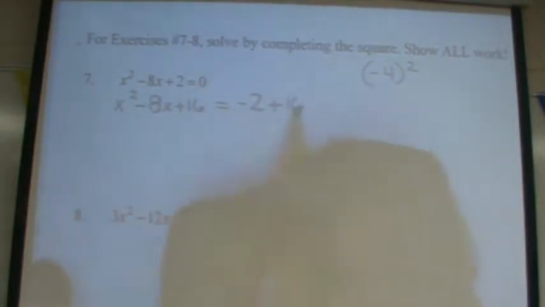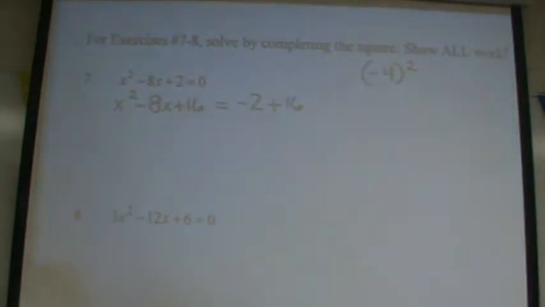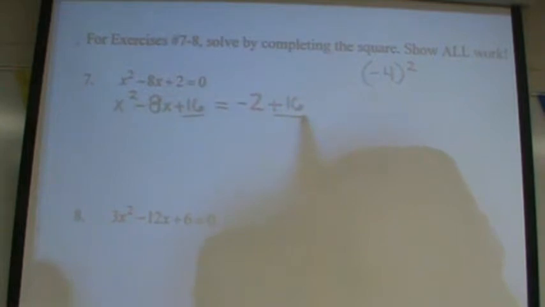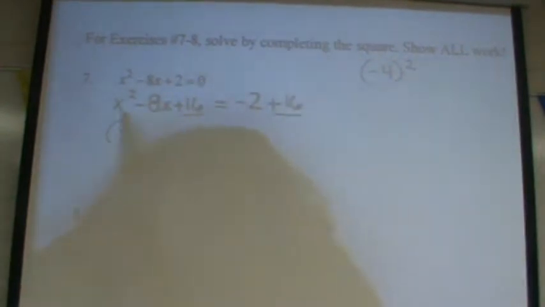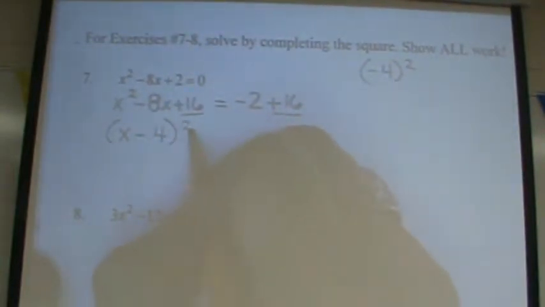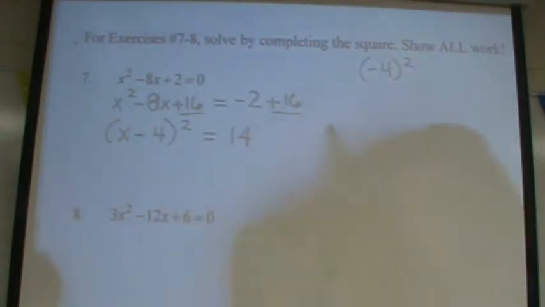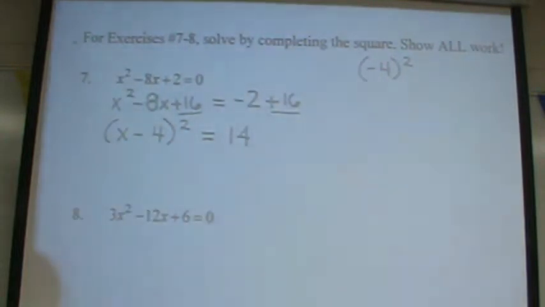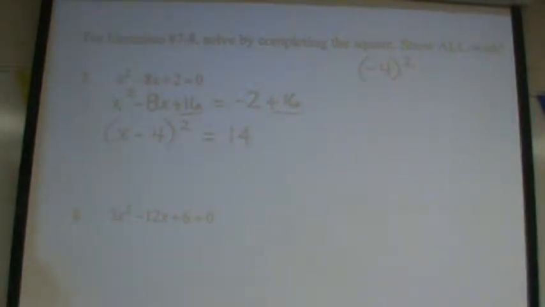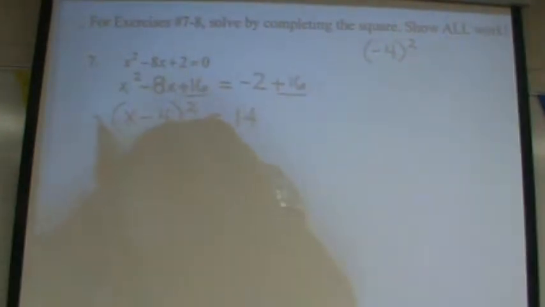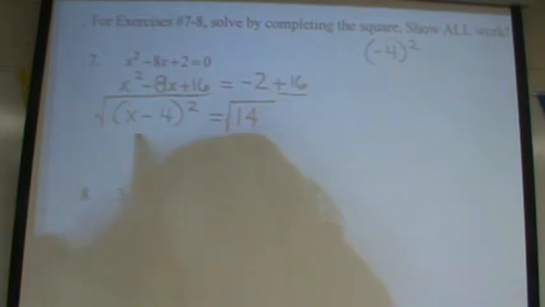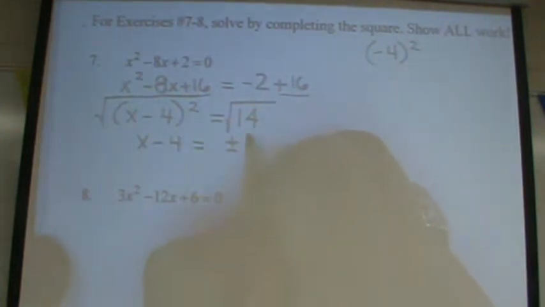That number gets added to both sides to keep it balanced. Whatever you do to one side, the same thing has to be done across to the other side. When you factor this left side, that number that you cut this in half, that's the number that you get factored. It's twin binomials, x minus 4 squared. -2 plus 16 is 14. Now this looks like a take the square root of both sides problem. You get x minus 4 equals plus or minus root 14.